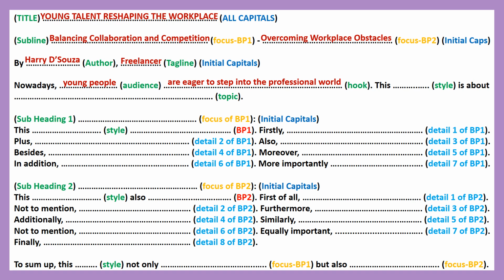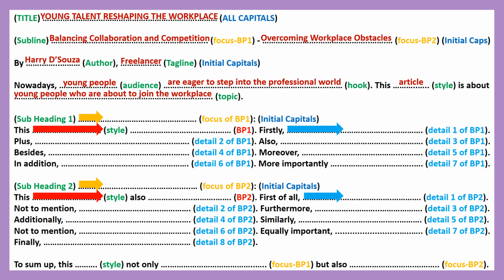The second sentence should indicate the style of writing, article, and the topic, young people who are about to join the workplace. Each response to a bullet point should include a subheading that addresses its focus, written in initial capitals. A topic sentence that reflects the article style and addresses the bullet point. 7 to 8 distinct details analyzed, evaluated, and developed into facts, ideas, and opinions using appropriate support from the text and introduced with suitable transitions.